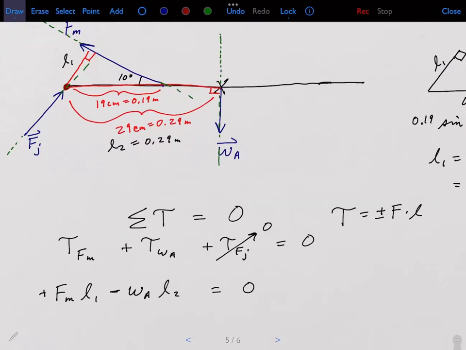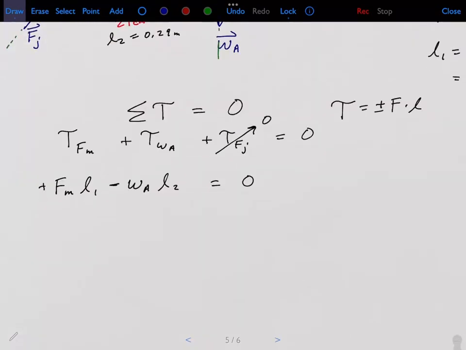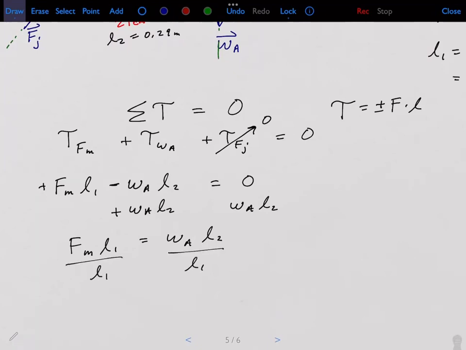And now notice I can solve this for the muscle force, which is what I want, right? I can solve this for Fm. So I'm going to add this term to both sides, and then divide by L1. So Fm is going to be the weight of the arm times L2 divided by L1.